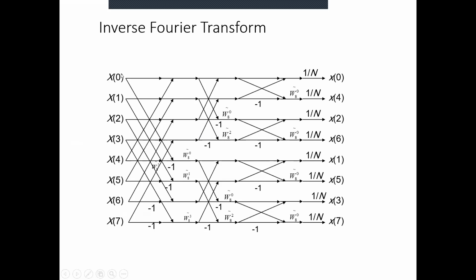Perform the subtraction between x0 and x4, x1 and x5, x2 and x6, x3 and x7 to get the b values. Then we have the 4-point FFT and then the 2-point FFT. And finally, as you can see, the final stage is scaled by 1 over n.